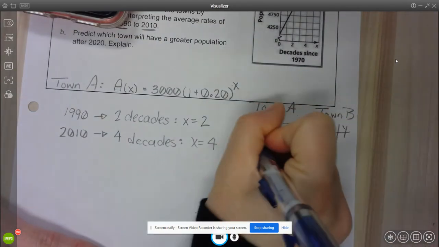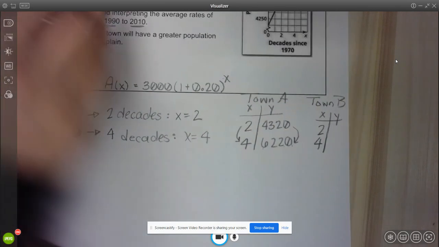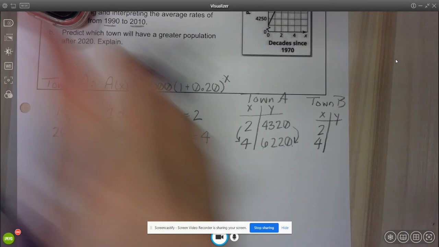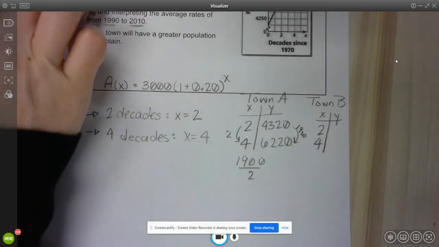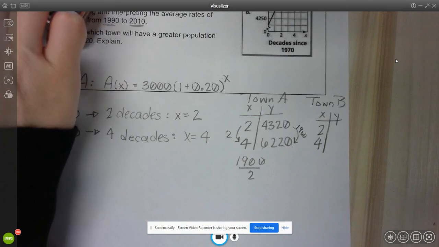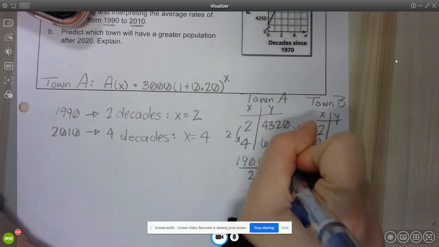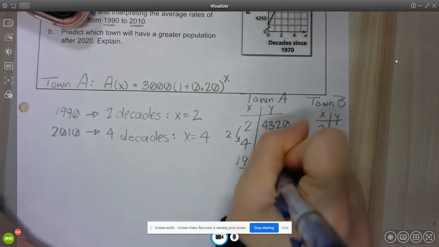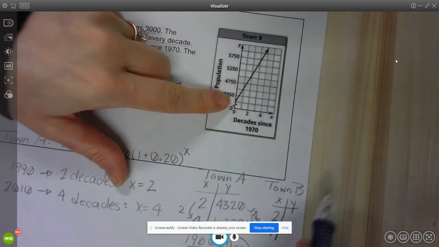So now I need to find my average rate of change for town A. So this is a difference of 1,900. So I'll have 1,900 over 2. And that's going to give me 950 for town A. For town B, I'm going to get my data from the graph.